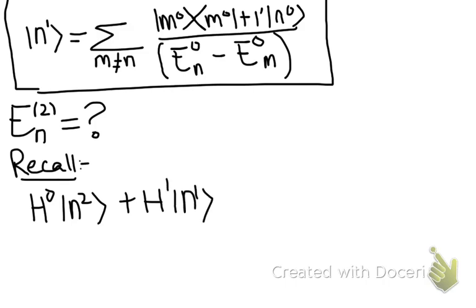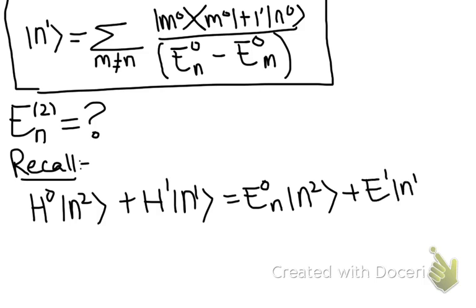Let me write it down. Is equal to E0n n2, that is my state corrected up to second order, not n squared, and E1 n1 plus E2 n and my n0, right?